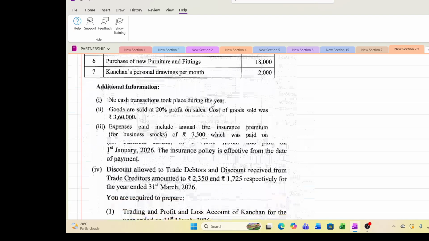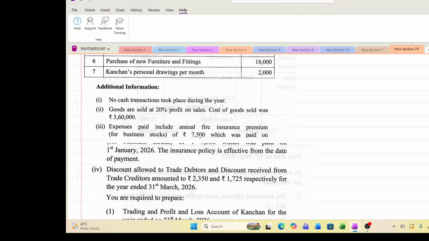Next adjustment is 7,500. You divide 7,500 by 12, multiply it by 3. That is pertaining to this year. 9 months is prepaid. So 7,500 divided by 12 into 9 will come to 5,625. This we have to reduce from the expenses paid 69,250. We have to reduce 5,625 and show this prepaid on our asset side. See here, there are only debit and credit aspect.